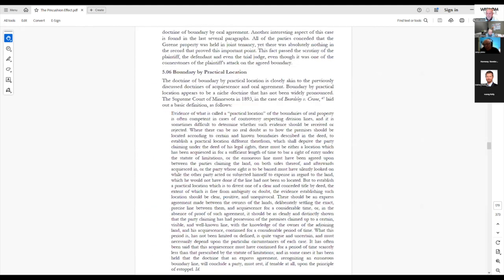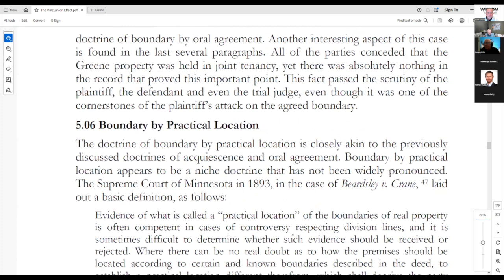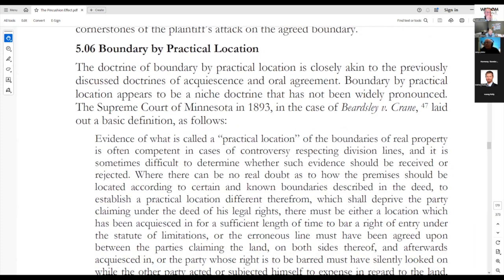5.06 then, boundary by practical location. The doctrine of boundary by practical location is closely akin to the previously discussed doctrines of acquiescence and oral agreement. Boundary by practical location appears to be a niche doctrine that has not been widely pronounced. The Supreme Court of Minnesota in 1893, in a case of Beardsley versus Crane, laid out a basic definition. I'll just read the first part of this.